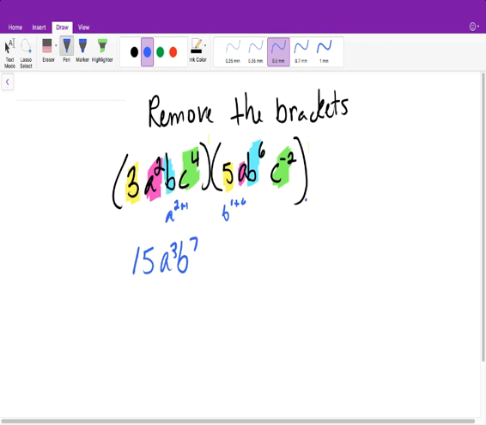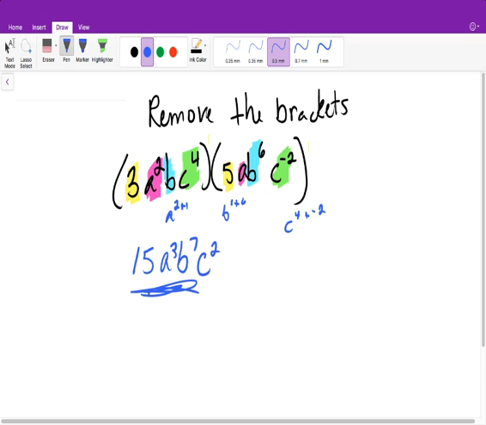So from here, our rule is we add, so it becomes c to the 4 plus negative 2, and that is c squared. All right, that's the final answer. You guys were not multiplying the 3 and 5 in class today. That was one of the common mistakes, but whenever we have coefficients, they just get multiplied together.